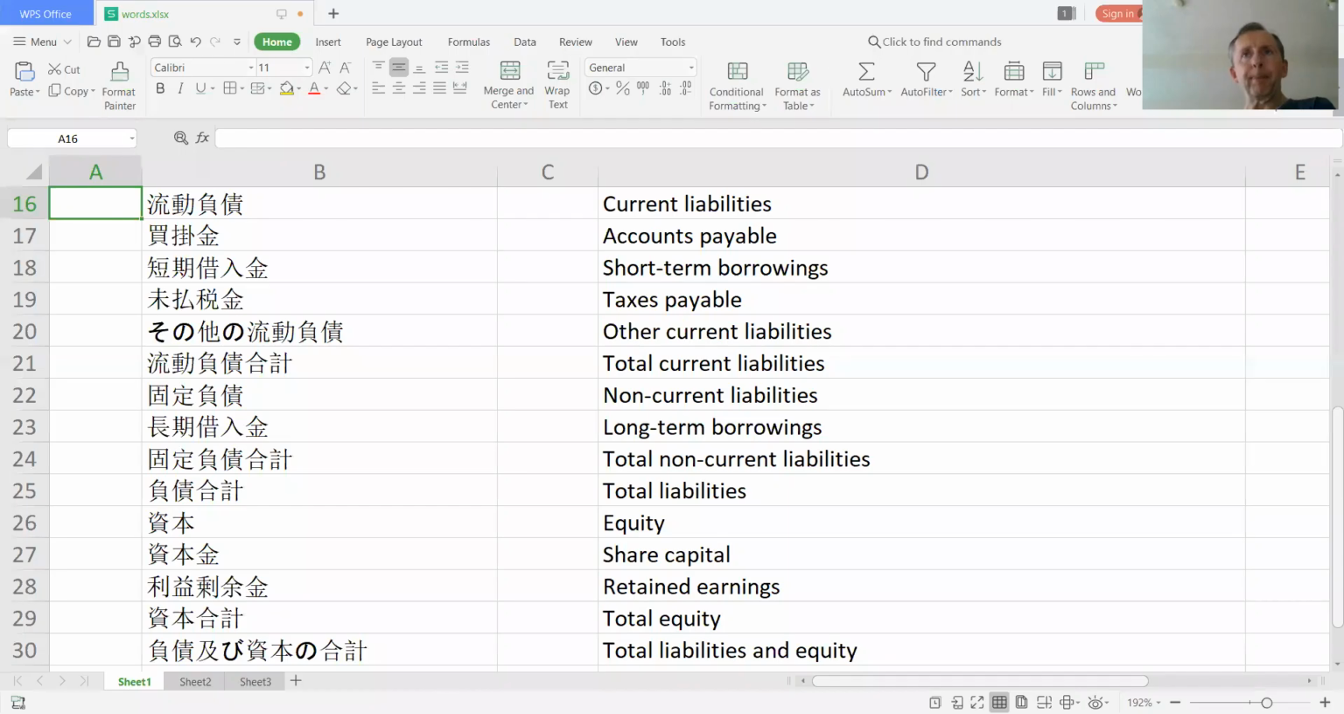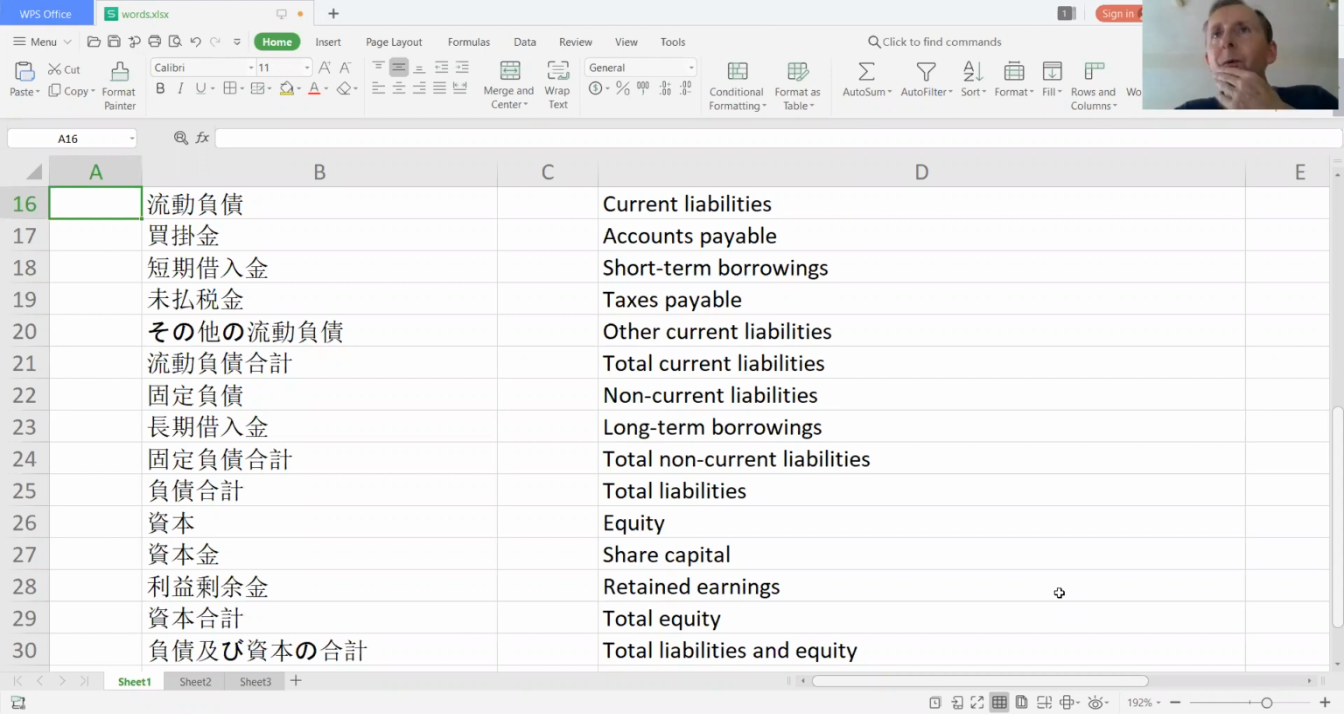Let's now look at the other side of the balance sheet, the liabilities side, and talk about the words relating to that. So let's have a look at a file together. This one. Now we have the liabilities side of the balance sheet.